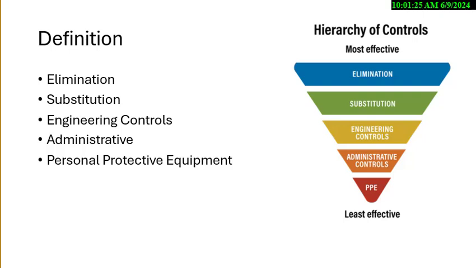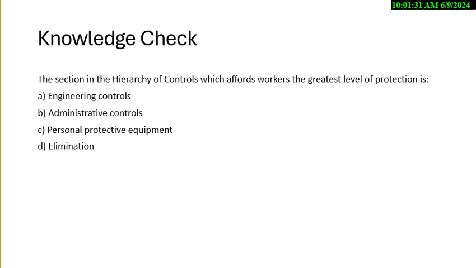It sounds so simple, except when they give you examples and ask you which one is this, you'll see from the knowledge checks it's not so easy. So let's go into the first knowledge check. We can type the answer into the chat. The section in hierarchy of controls which affords the worker the greatest level of protection is: A, engineering controls; B, administrative controls; C, personal protective equipment; D, elimination.